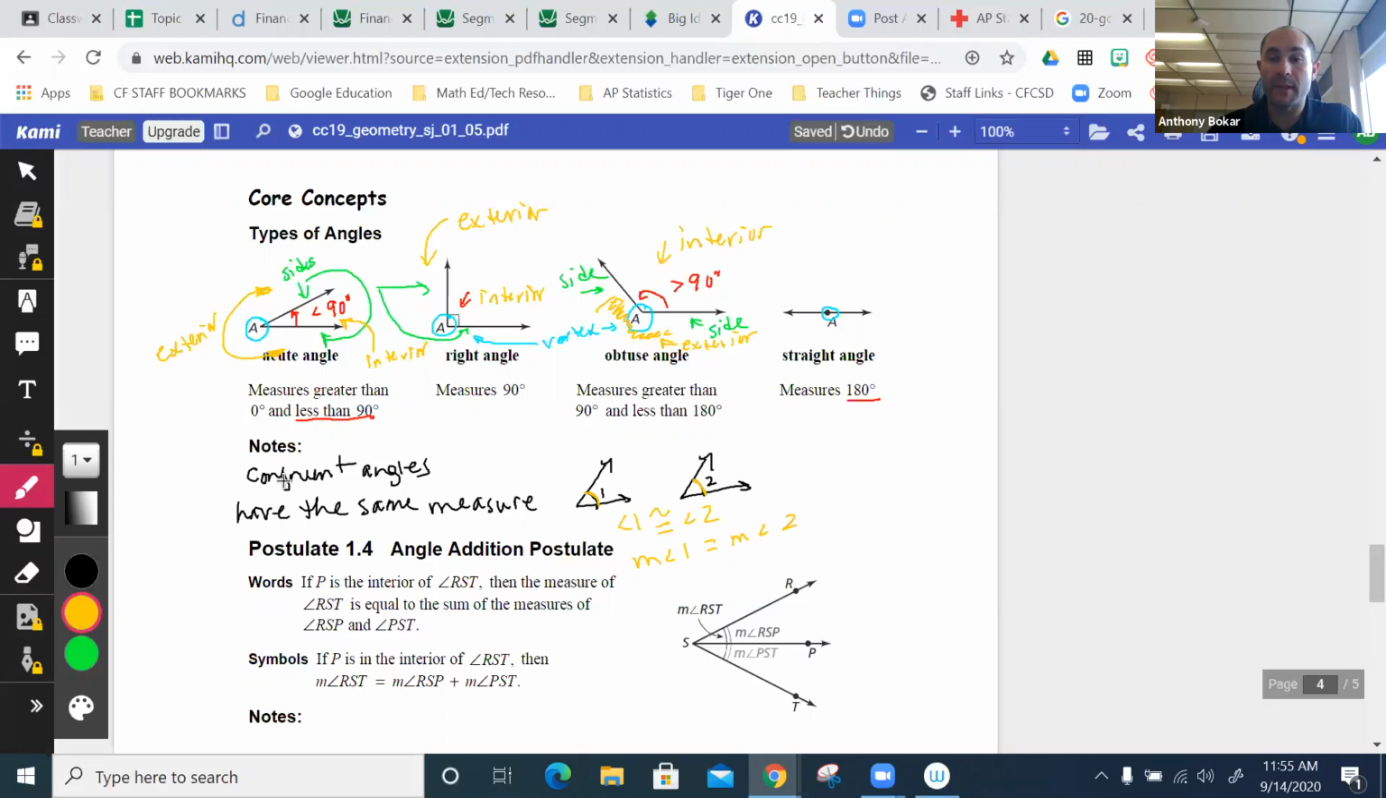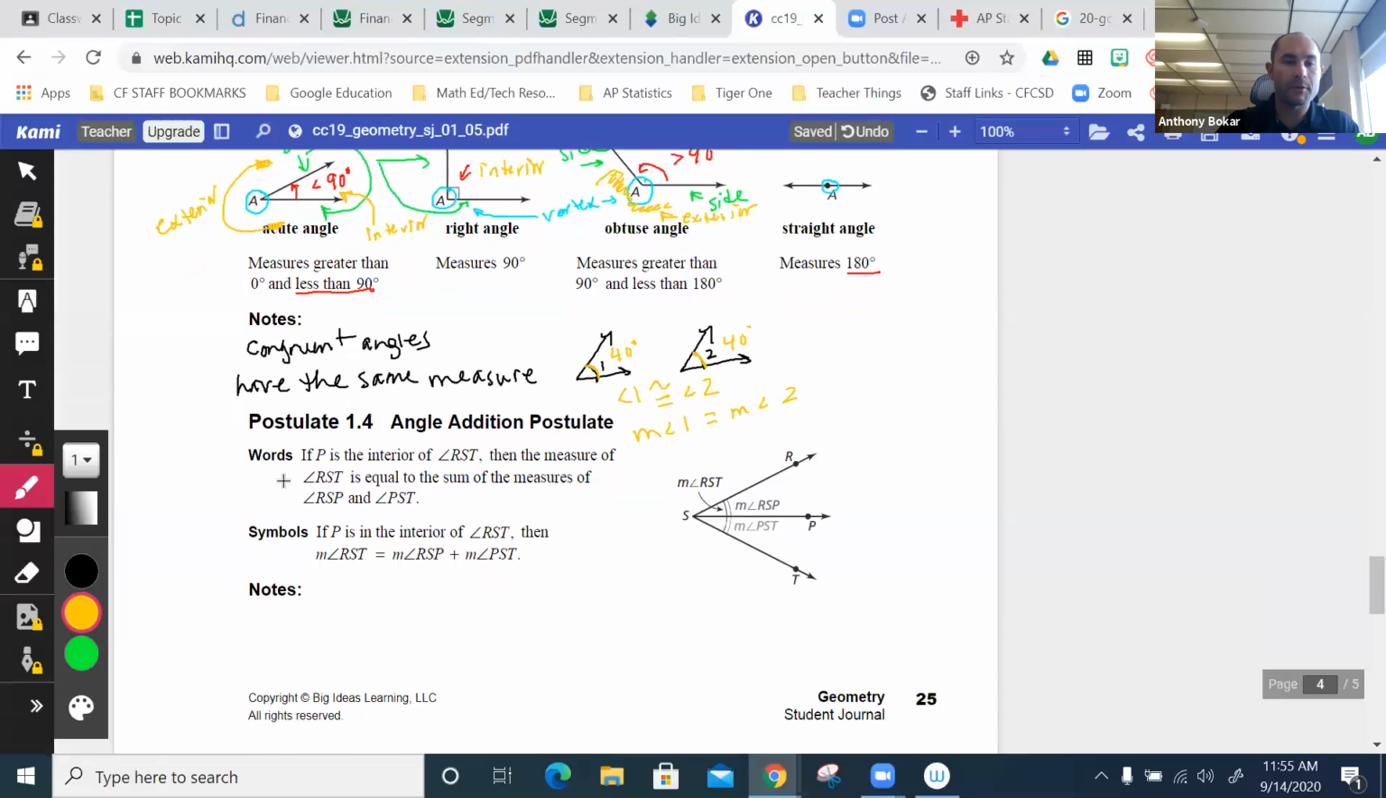So congruent means they're the same shape. In other words, they can slide right on top of each other. And then they have the same measure, the same number of degrees. So maybe this is like 40 degrees, and that's 40 degrees. They have the same measure, okay? But we write angles that are congruent, they have the same measure.